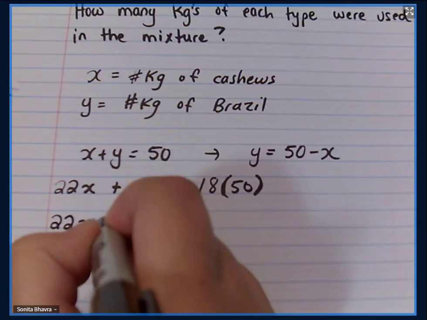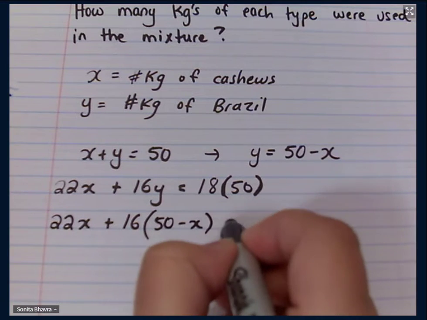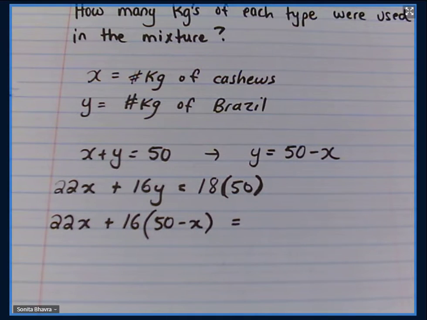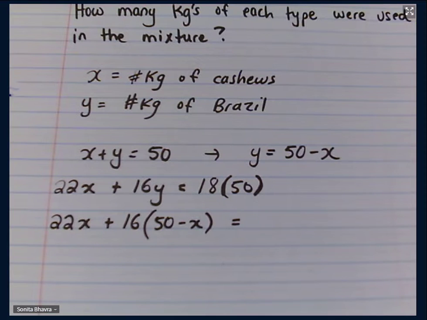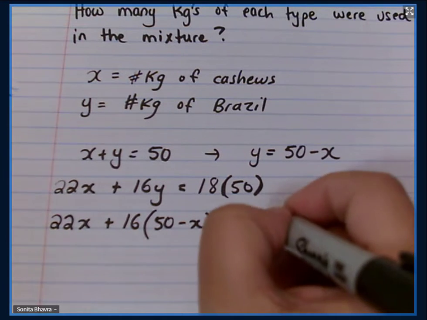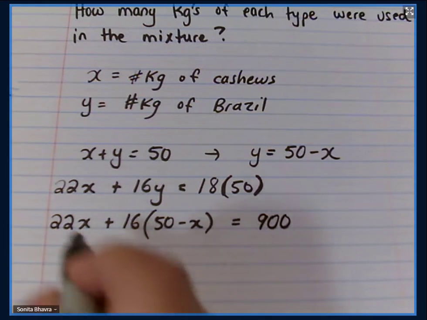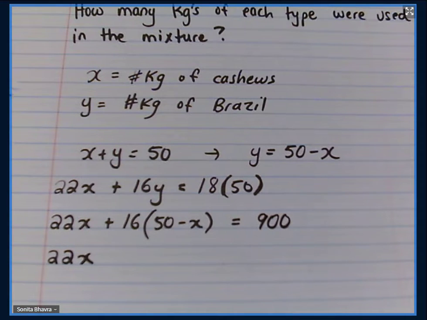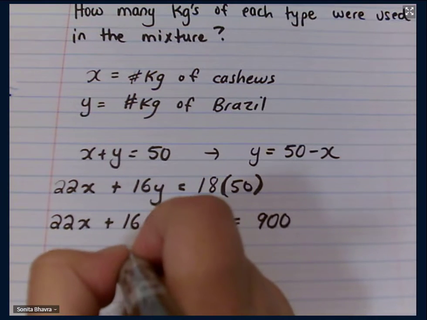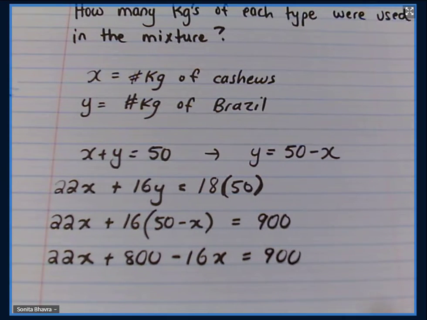So just substituting that in, 22x plus 16 times the y, and it's equal to 18 times 50. I don't know why I said 90. Then we'll multiply this out here. All right, so we get 22x, and then 16 times 50, which is 800, and then minus 16x is equal to 900.